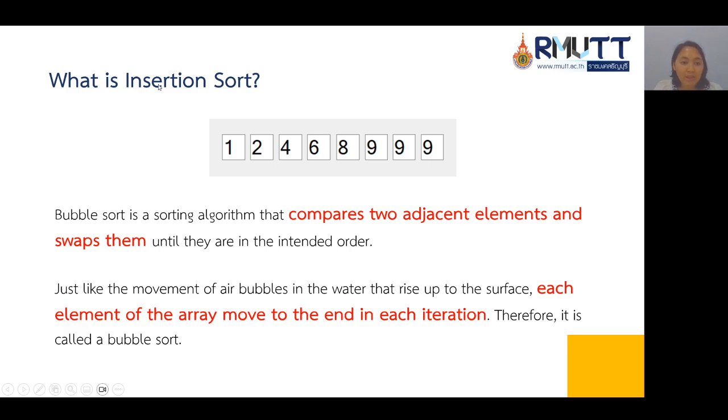I'm sorry, this is not insertion, this is the bubble sort. So what is the bubble sort that is used in this homework? The bubble sort is a sorting algorithm that compares two adjacent elements and swaps them until they are in the intended order. Just like the movement of air bubbles in the water that rise up to the surface, each element of the array moves to the end in each iteration. Therefore, it is called a bubble sort.